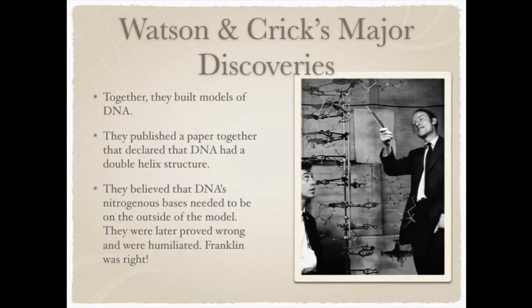Now we're going to talk about Watson and Crick's major discoveries. So together they built models of DNA. They published a paper together that declared that DNA had a double helix structure, and they believed that DNA's nitrogenous bases were actually on the outside of the structure, but they were later proved wrong and very humiliated when they realized that Franklin's model was actually the correct model.